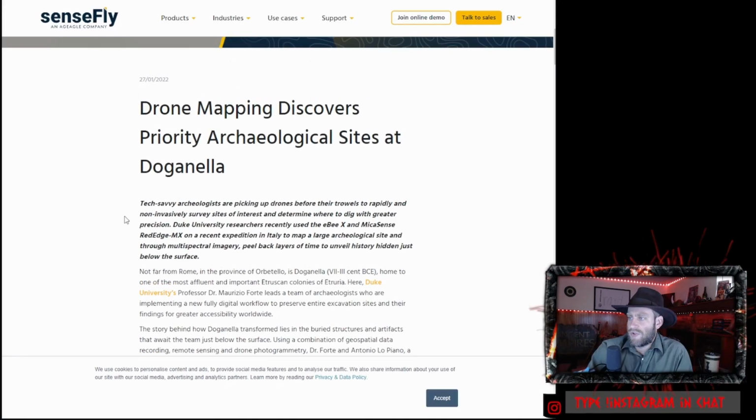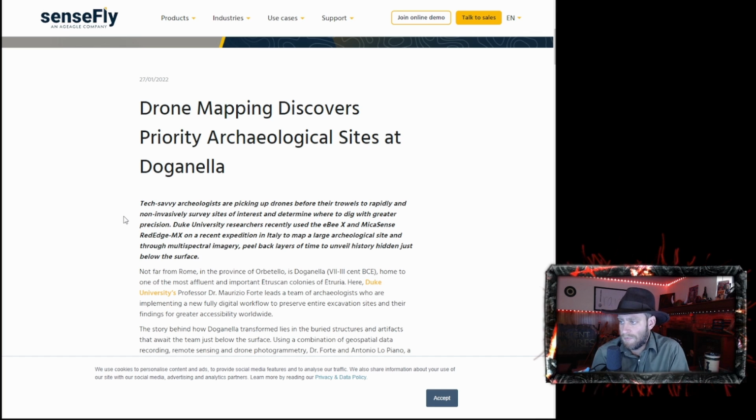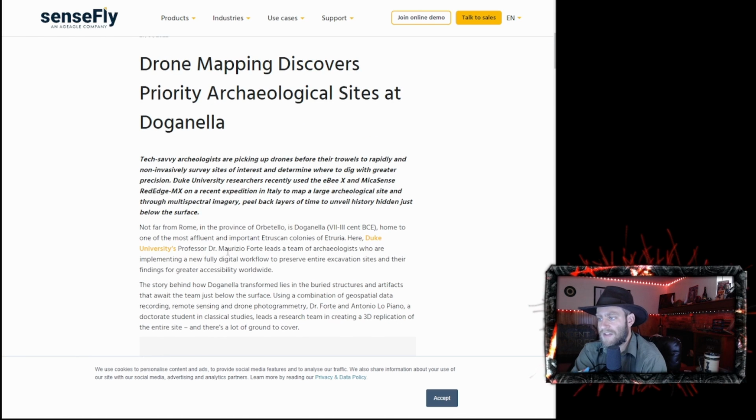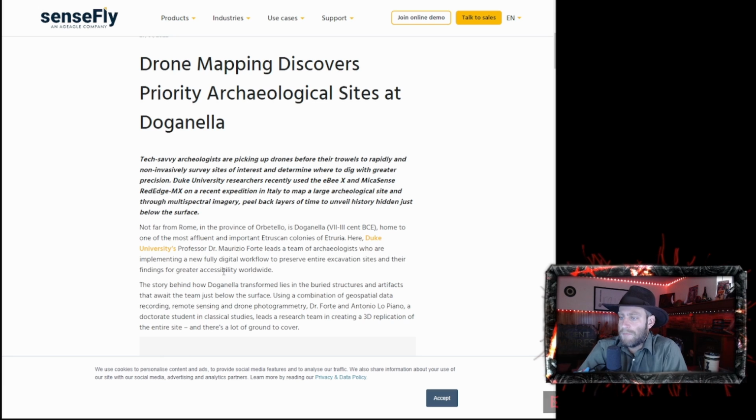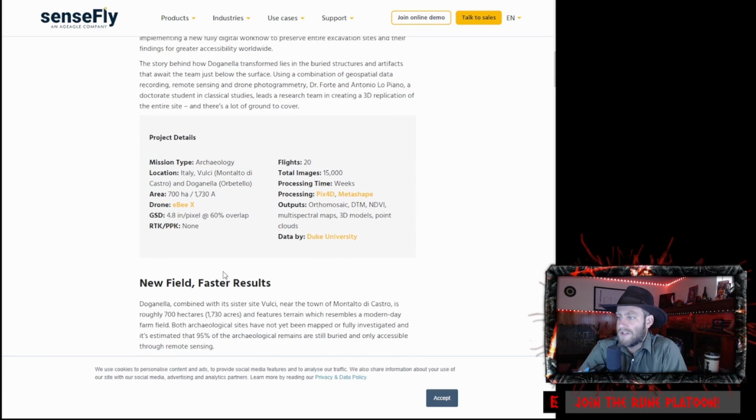So looking at drone mapping and what it does on the very base level, what are the most straightforward uses for drones that we're seeing in cultural heritage right now? This article is from January of this year, the end of January. Drone mapping discovers priority archaeological sites at Doganella. Doganella is an area just outside of Rome, in Italy. And what they did was they basically mapped out a large archaeological site and used different methods to look through and see what they were doing, right?